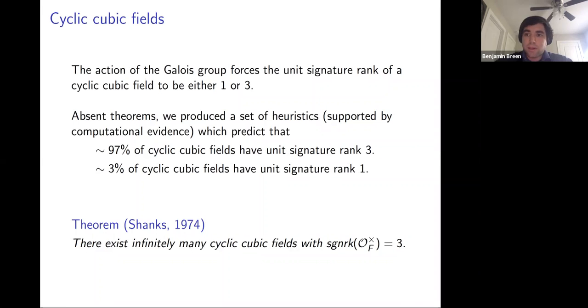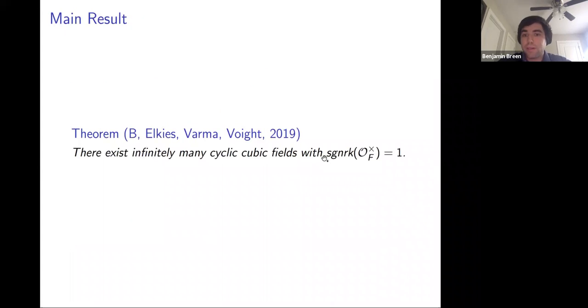So the converse to this is, do we know that there are actually infinitely many cyclic cubic fields with unit signature rank 1? And that's what we ended up proving in 2019. We produced a construction which allowed us to explicitly write down cyclic cubic fields that had unit signature rank 1. So that's the main thing that I want to talk about today.